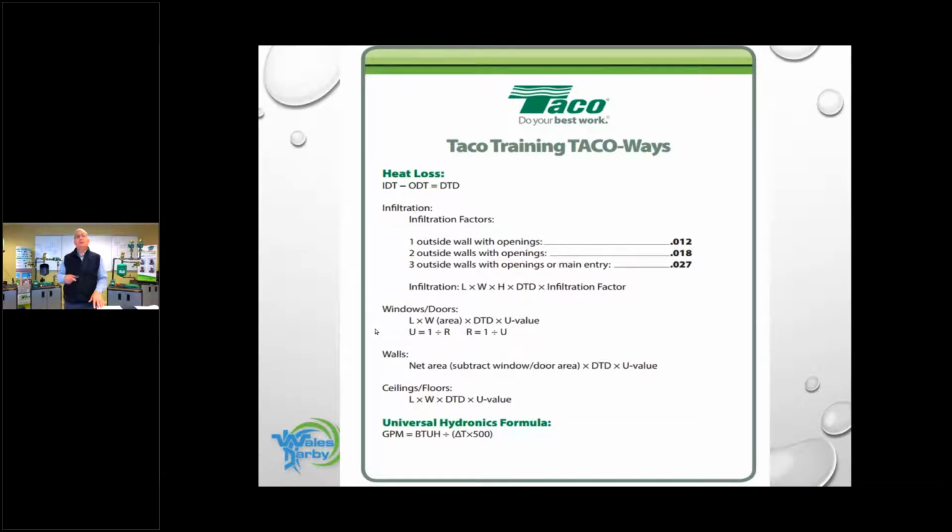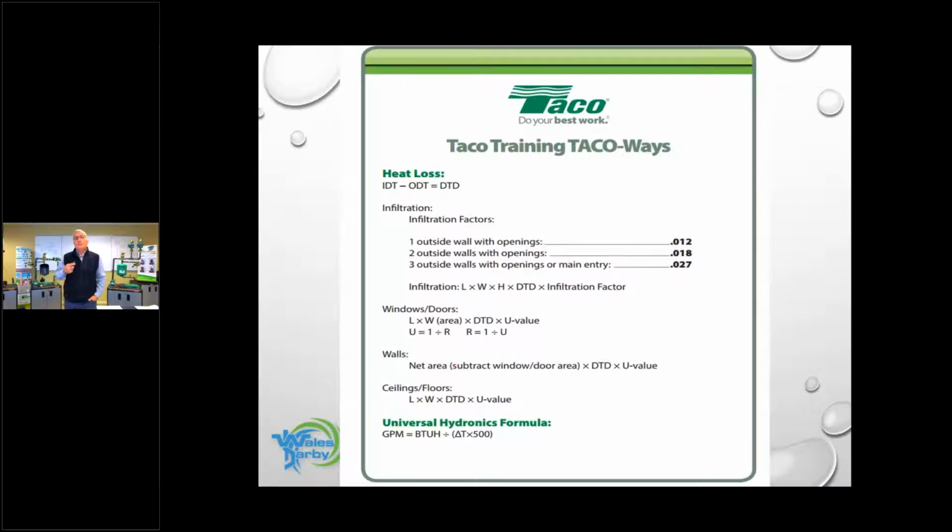We're going to take that and multiply it by 56, our design temperature difference, and then we have to multiply it by a U value. How do I find a U value? Well, it shows you on here. To find out a U value, we're going to take 1 and divide it by R.